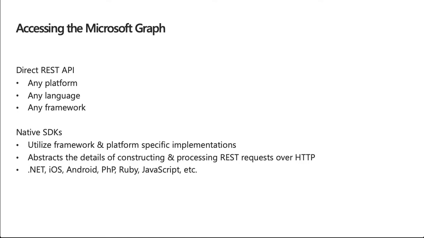In addition, Microsoft Graph also provides native SDKs for developers who want to leverage a rich programming model with their applications. These SDKs are available for multiple platforms and simplify the process of interacting with the Microsoft Graph REST API, abstracting away the tasks of constructing, submitting, and processing the REST requests and responses with Microsoft Graph APIs. You will likely find an existing SDK for the platform and language that you are working on, as almost all of the popular platforms are covered, including .NET, iOS, Android, Java, PHP, Ruby, JavaScript, and many, many more.